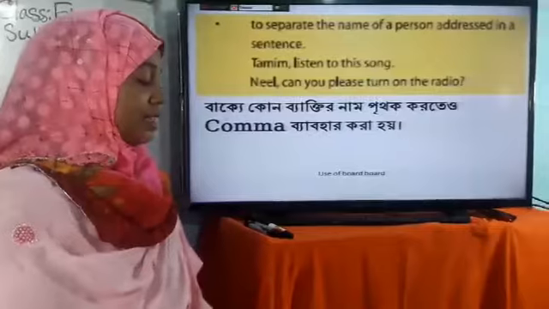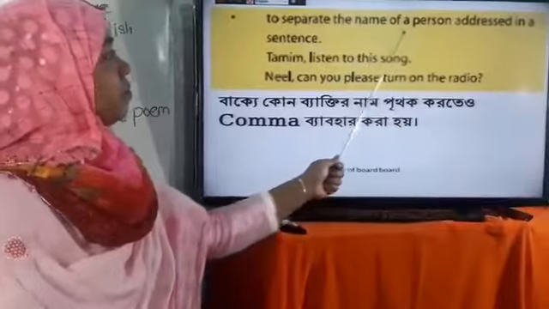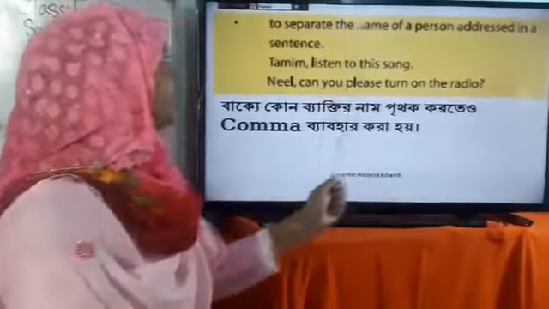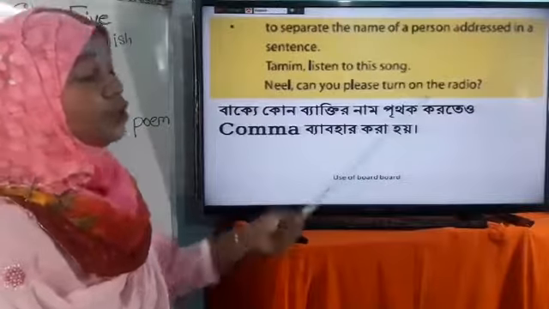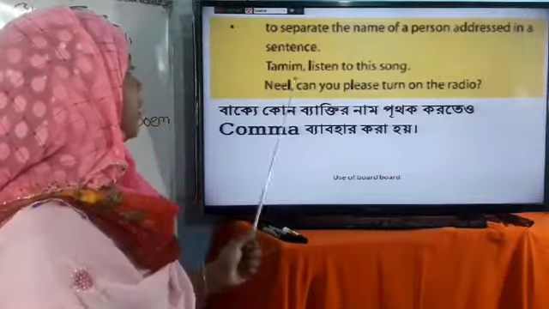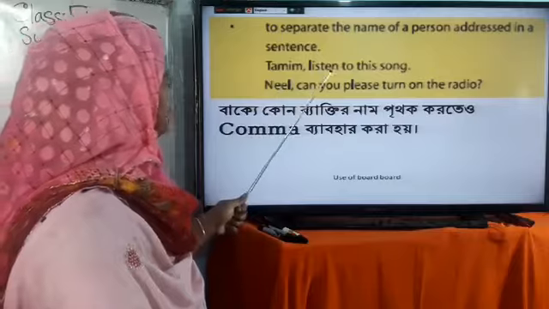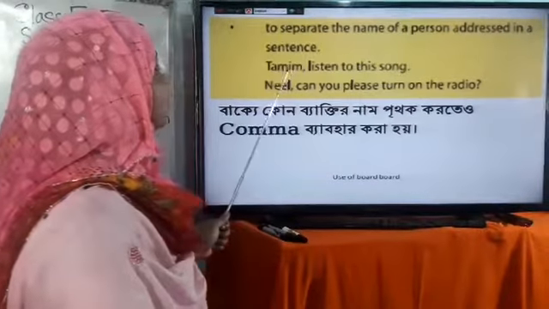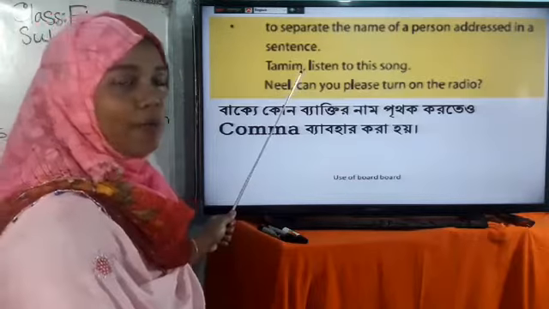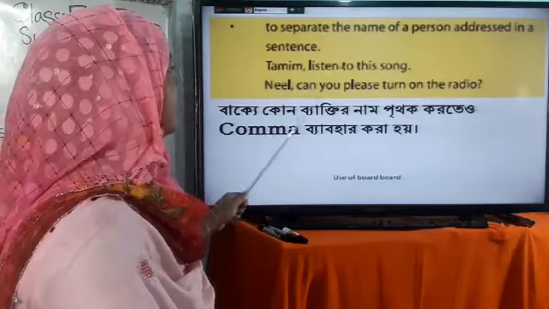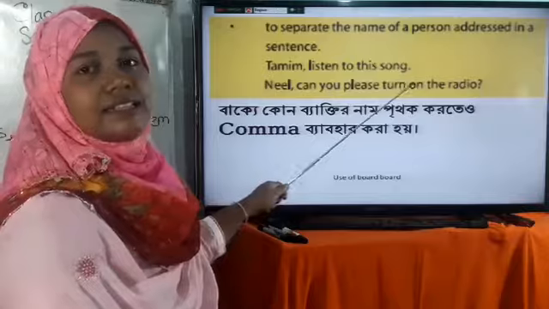Now, the last use from our language focus. To separate the name of a person addressed in a sentence. Dear student, বাক্যে কোনো ব্যক্তির নাম পৃথক করতেও কমা ব্যবহার করা হয়। Look at the example. Tamim, listen to this song. After Tamim, here is a comma, and this comma makes the sentence in two parts, and this name is separate from this sentence.